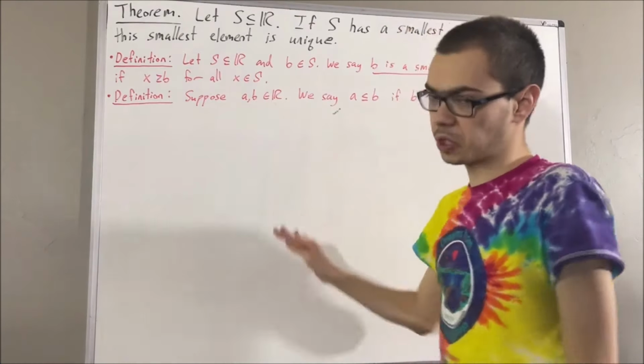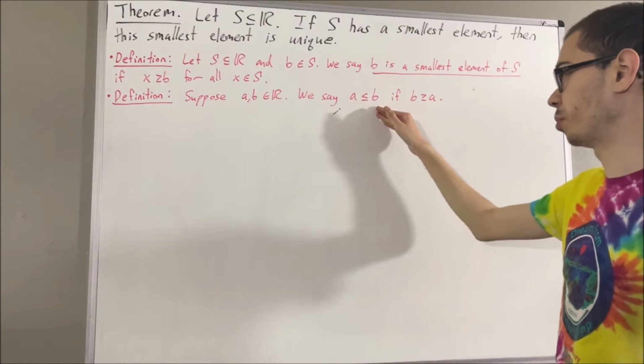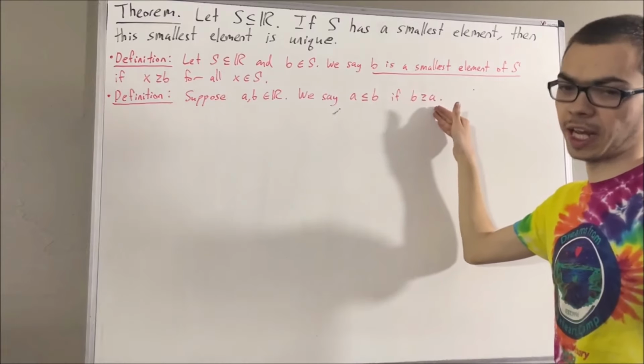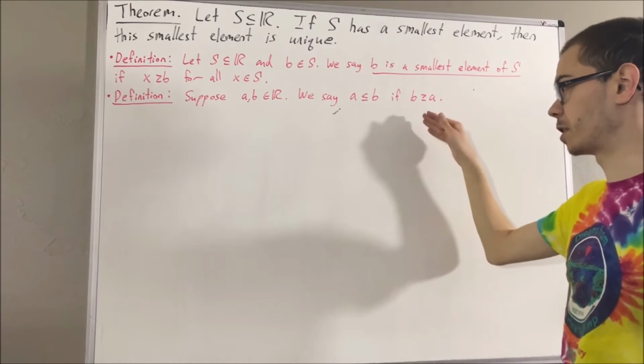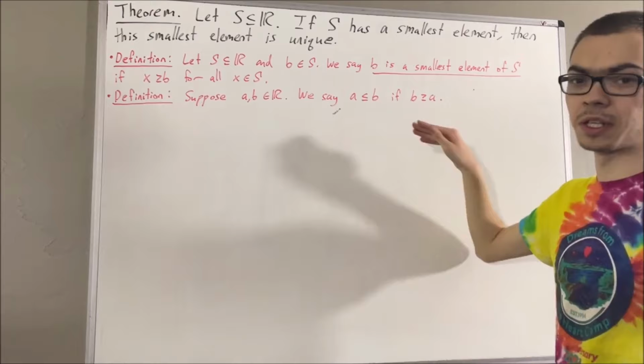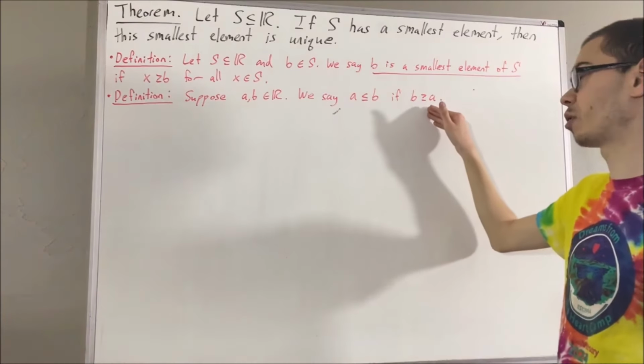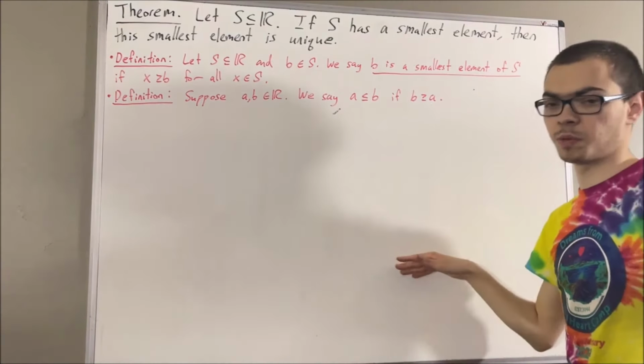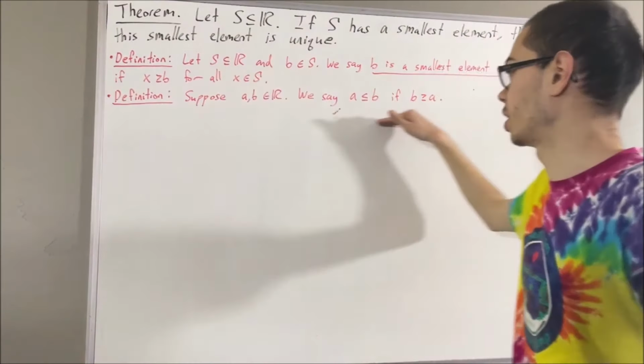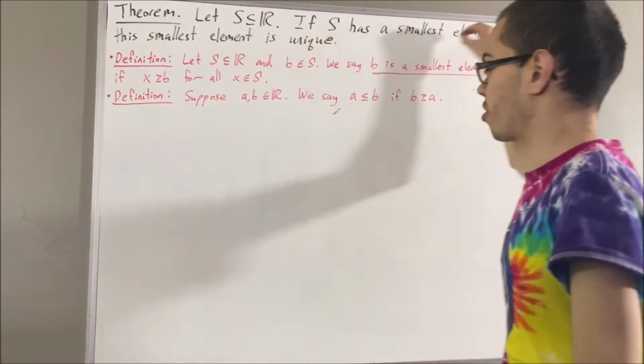Now, in our real number system, our definition of the less than or equal to relation is as follows. Suppose A and B are real numbers. We say A is less than or equal to B if B is greater than or equal to A. Now, the other definitions of the greater than relation, the less than relation, and the greater than or equal to relation are also given in the description below, but this is the only one we're going to need to refer to in proving this theorem.